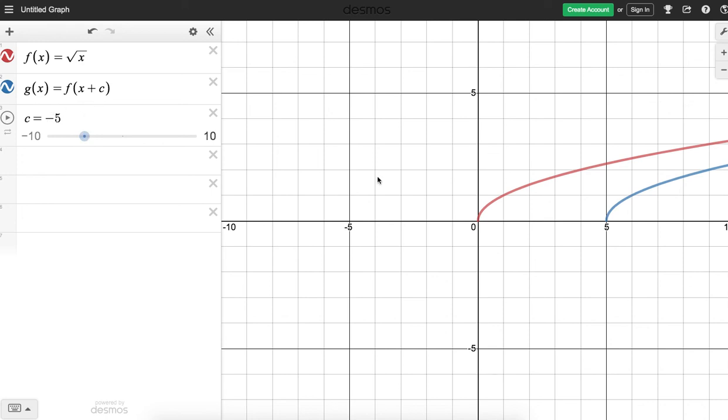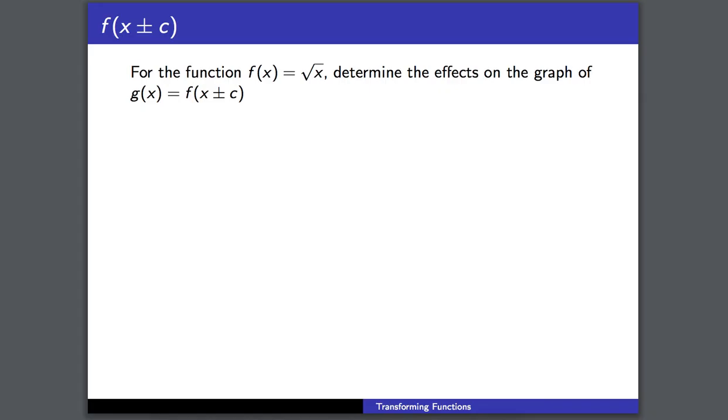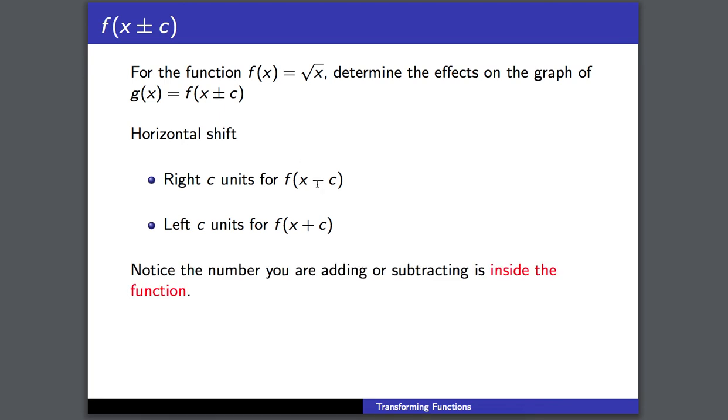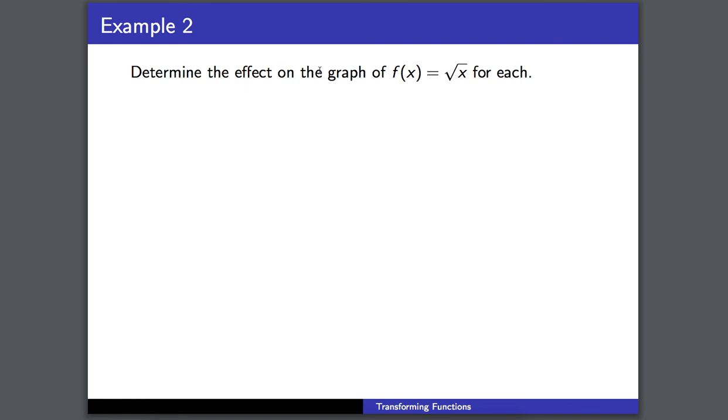So if it's minus inside the function, it pushes it to the right. If it's plus, it pushes it to the left. And that's one of the tricks with these kinds of shifts: sometimes when you change where you're adding or subtracting, it affects the graph in a much different way. So this is a horizontal shift, and if it's minus, it's actually going to the right that many units, and if it's plus, it's actually going to the left that many units. Notice the number we're adding or subtracting is inside the function, so the plus or minus of the number would still be inside that square root.